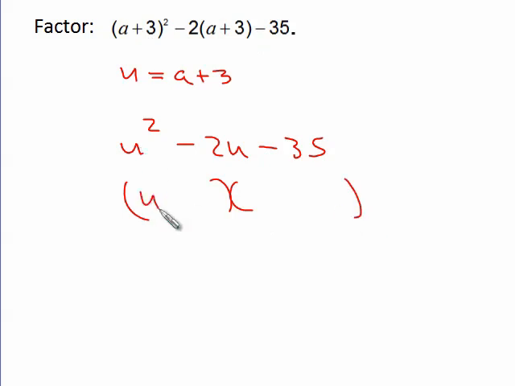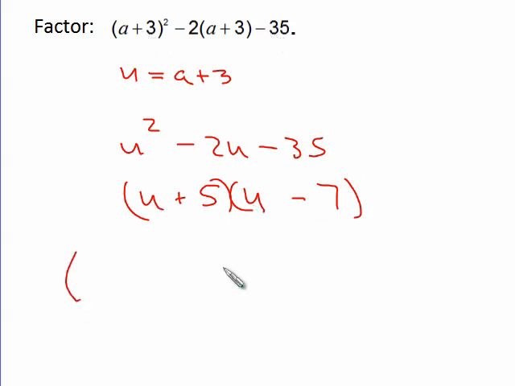I know that u squared has to be u times u. This is a trinomial. Factors of 35 that will add or subtract to give me 2 would be 5 times 7. And to get a negative 2, I'd have to have a positive 5 and a negative 7, which gives me the negative 35. Now, I look at this and it looks completely factored, but if you look back at the original problem, there's no u in the problem.